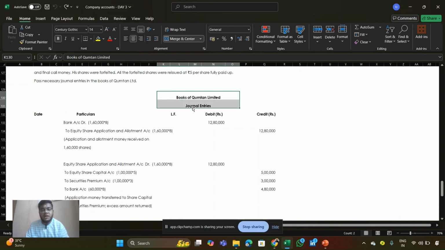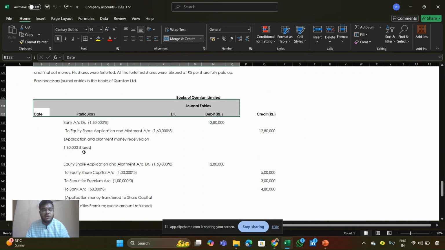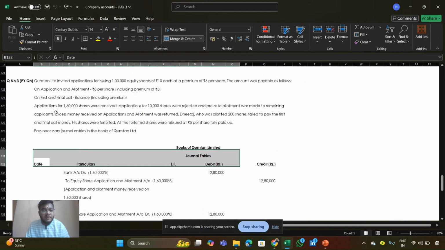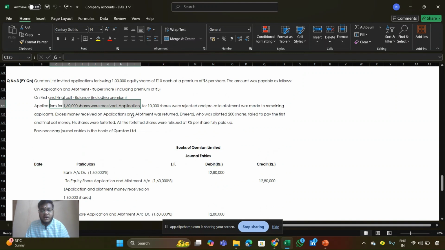So, books of Kumta Limited, journal entries. As I said, these two columns are important: date and particulars. First we have received applications for 1 lakh 60 thousand shares. So bank account debit to equity share application and allotment, because they have given application and allotment money. Equity share application and allotment: 1 lakh 60 thousand into 8, so it comes to 12 lakh 80 thousand.